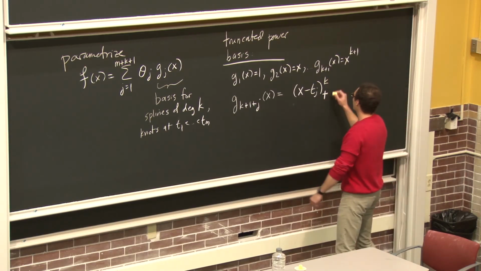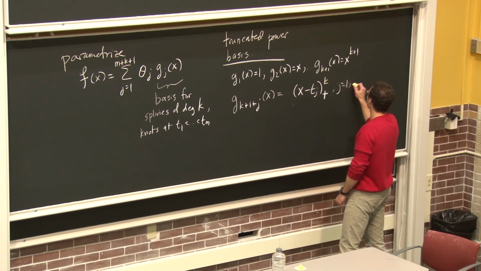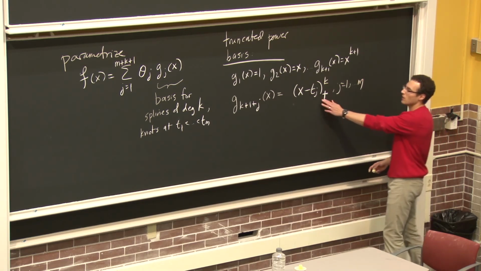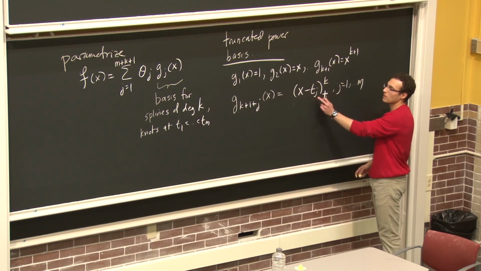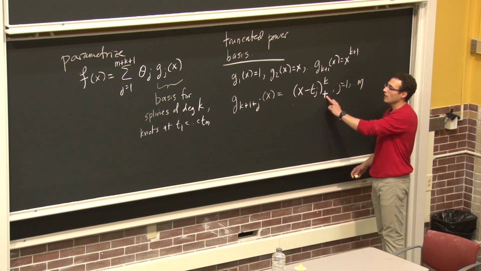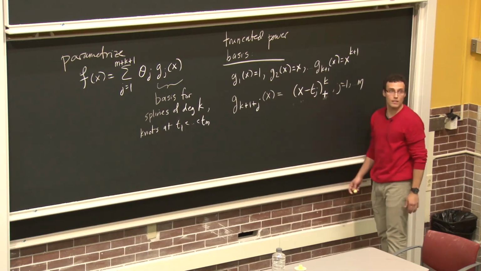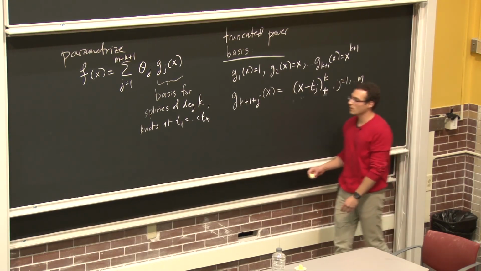So for all j going between 1 and m. This notation means I take x, I compare it to the jth knot, and I take the positive part, which means that if x is smaller than tj, I just set this to 0. If x is bigger than tj, then I just get x minus tj, and then I raise that to the power of k.